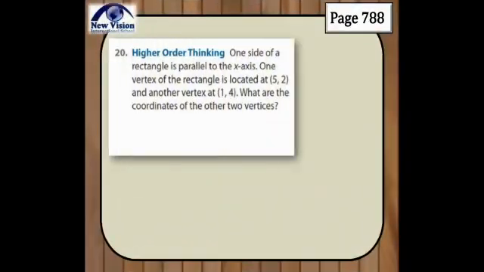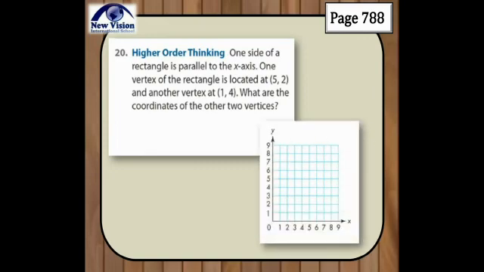Next item. One side of a rectangle is parallel to the x-axis. One vertex of the rectangle is located at 5, 2 and another vertex at 1, 4. What are the coordinates of the other two vertices? Okay, for us to know, let us graph the two given points. So we have 5, 2 and 1, 4. It says that the given shape is a rectangle. So what are the two missing points for us to form a rectangle?